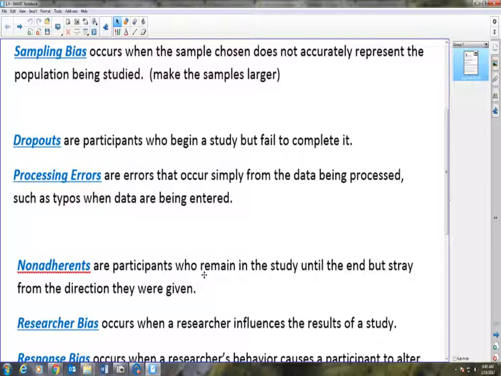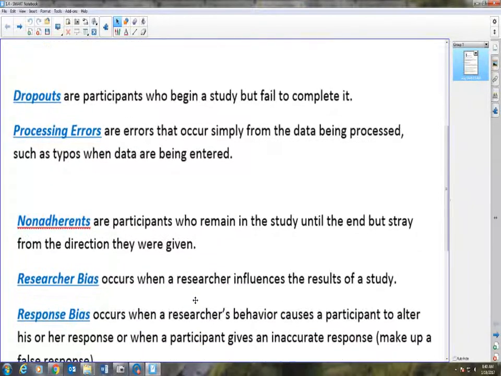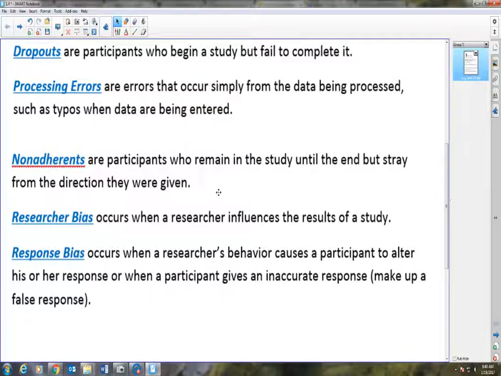Non-adherents are participants who remain in the study until the end, but stray from the directions they were given. Using the Chantix example, to reduce the urge to smoke: maybe in the study they say, by taking the Chantix you will reduce your urge to smoke, so that means you will smoke half a pack a day. But somebody is still in the study, and they end up smoking a pack a day. They stray away from the direction they were given.